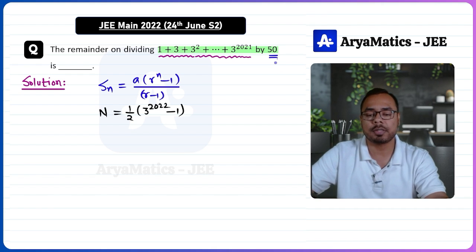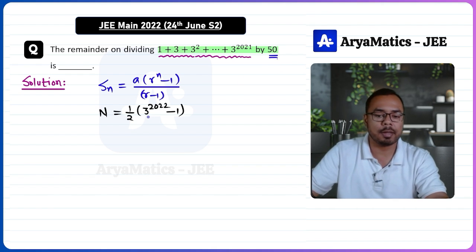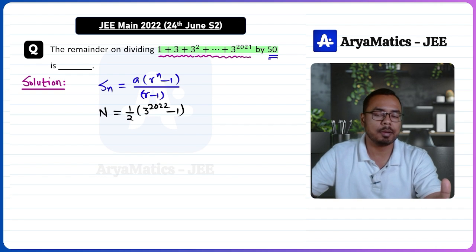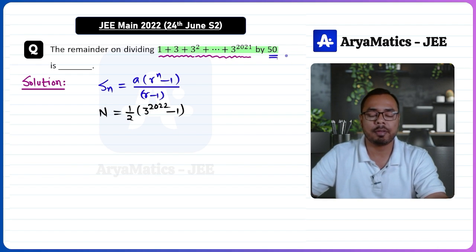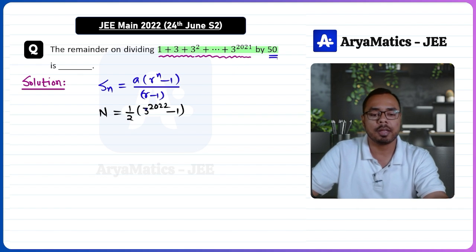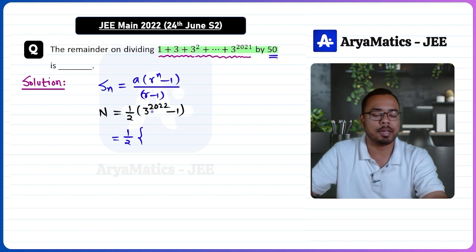Now see here, what we can do is, instead of trying to find the remainder when the number is divided by 50, let us try to write this number as a multiple of 100, right? And then from there we can see what the remainder should be if we divide by 50, because 100 will be a perfect square and we can very easily create multiples of 100 here. You can write this number N as half of, and then to create multiples of 100, we can write this number as 3 square raised to something. 3 square will get 9, and 9 we can write as 10 minus 1, right?